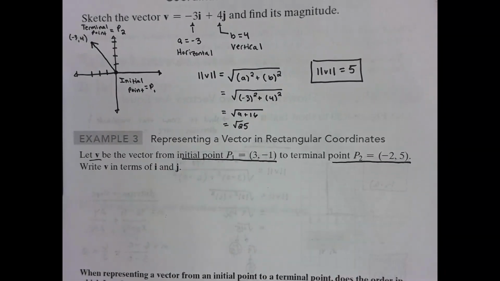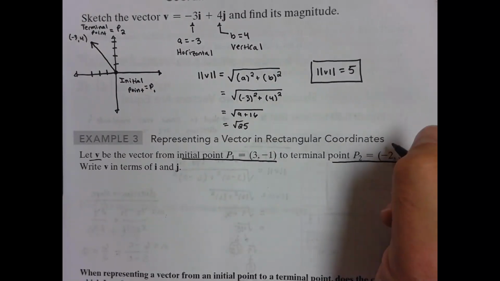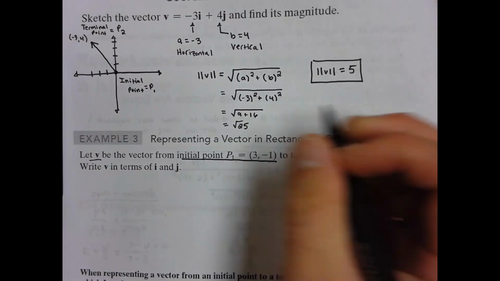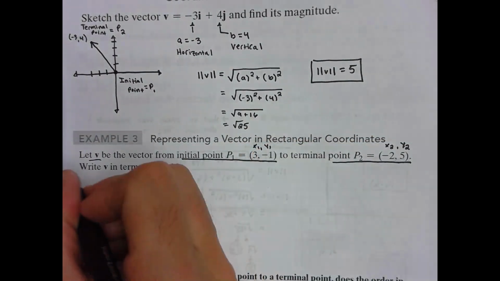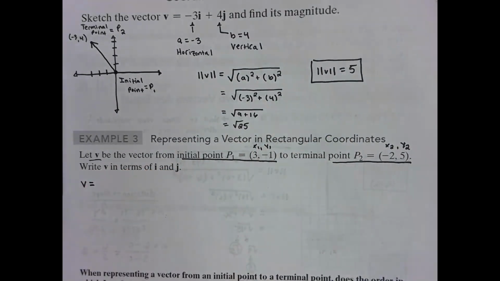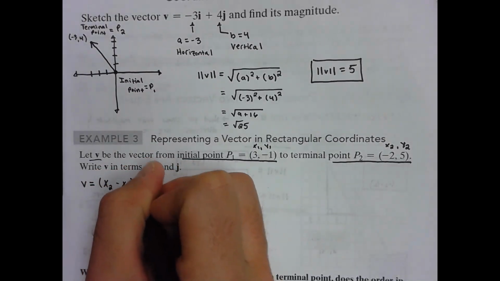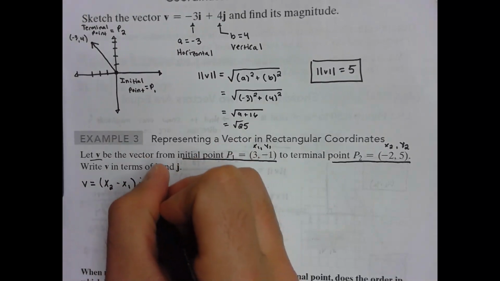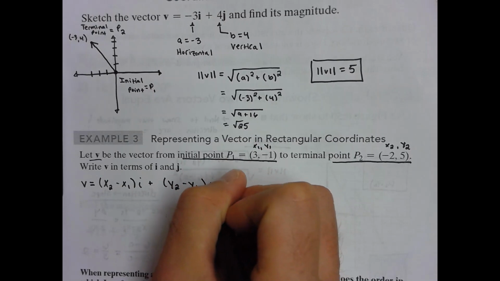Now, it's really important that, again, the terminal point is this point 2. And so when we go to apply, it's basically just subtraction, but this P2 is our x2, y2, and P1 is x1, y1. So in order for us to write this in terms of its i and j components, vector v is going to be equal to x2 minus x1 times the i plus y2 minus y1 times j.